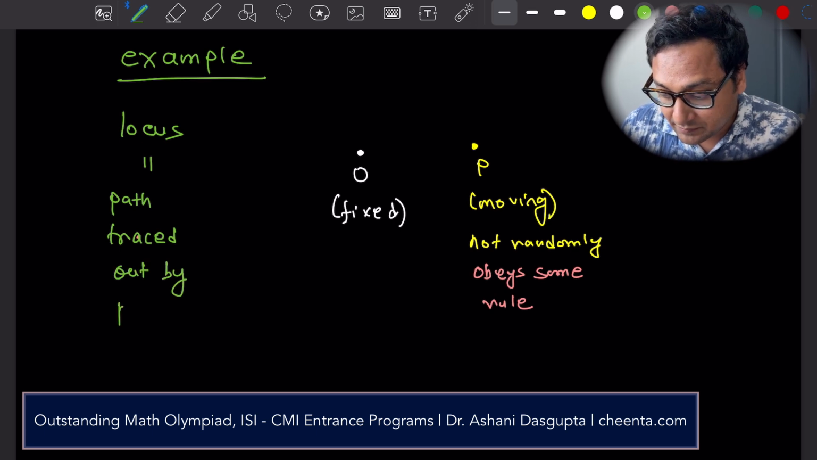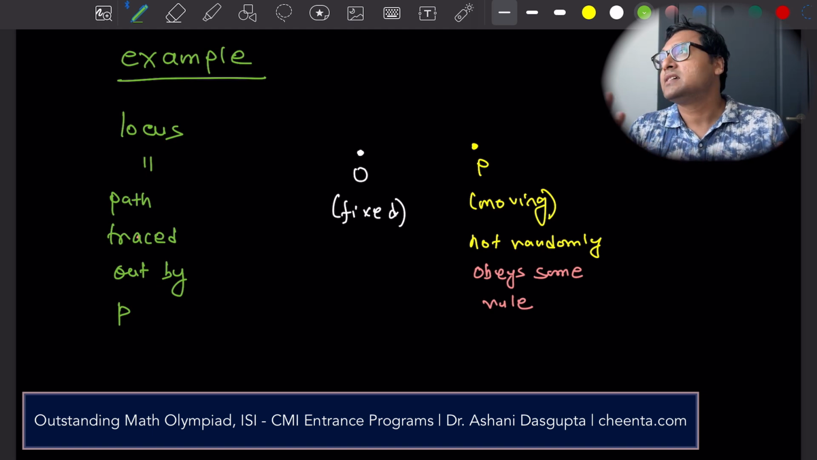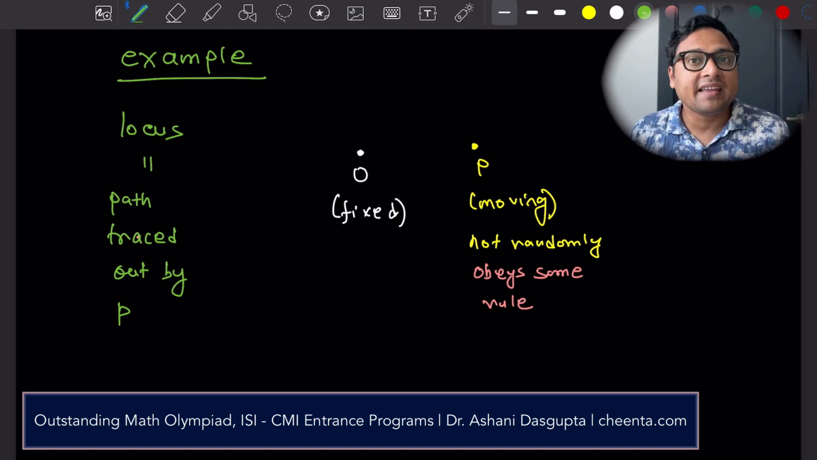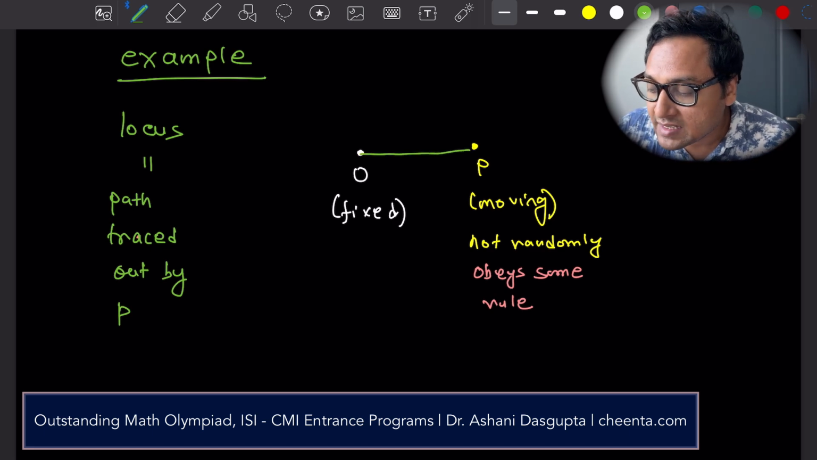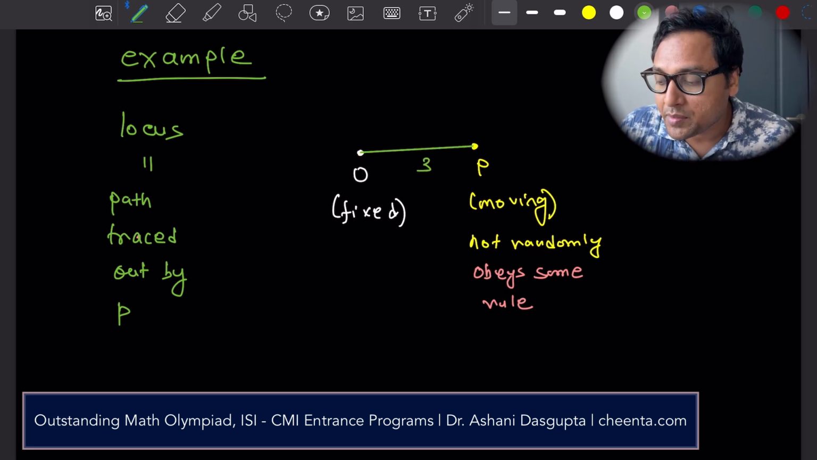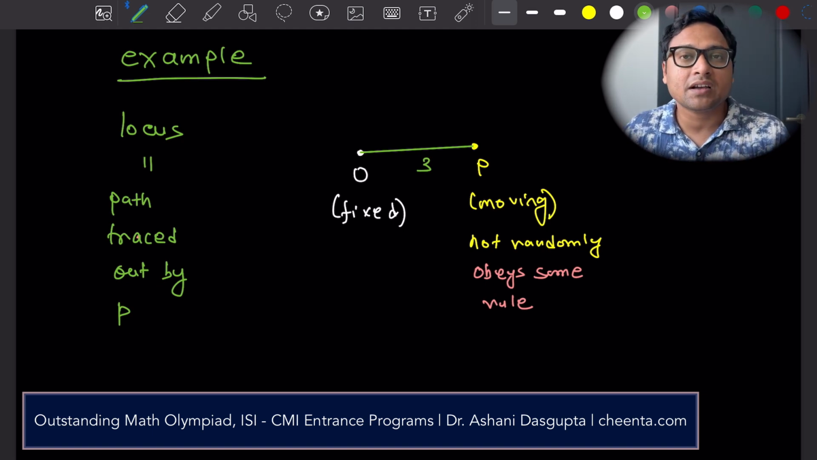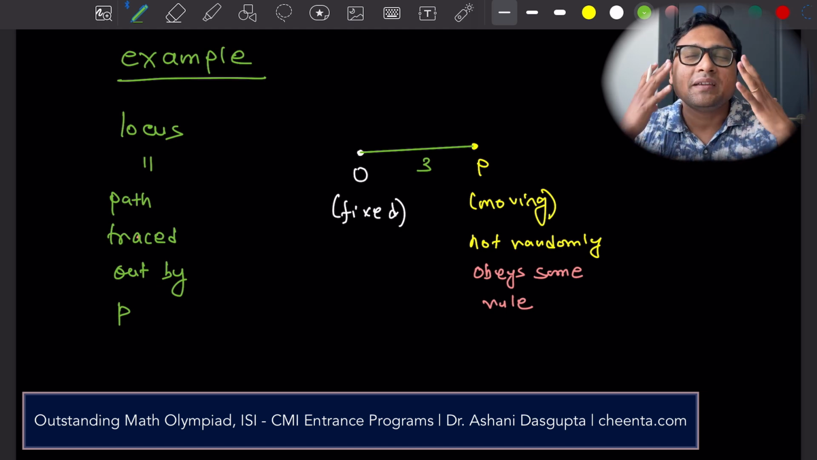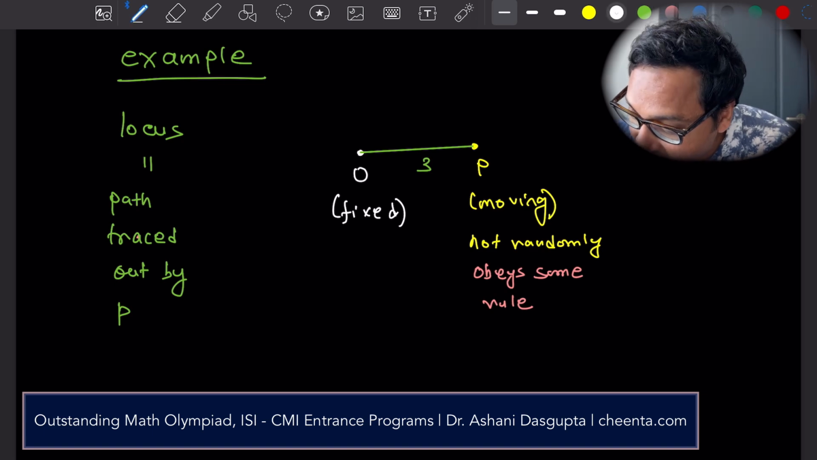by point P. So what can be the rule? Well, the rule can be something else. From problem to problem it can vary, but every time you will get a different shape. For example, let's say the rule is this, that the point P is always 3 units away from the point O. That is, the moving point is always 3 units away from the fixed point. It's very easy to imagine what will happen at that point. Well, it will create a circle.